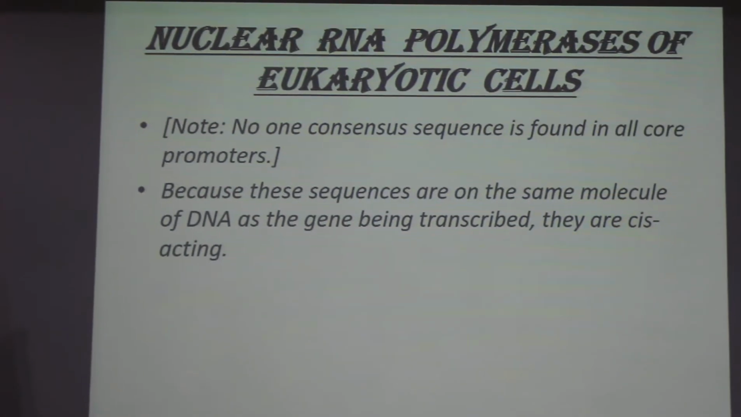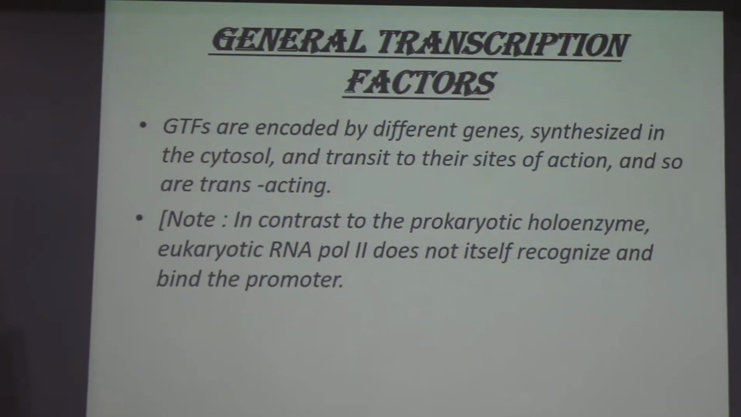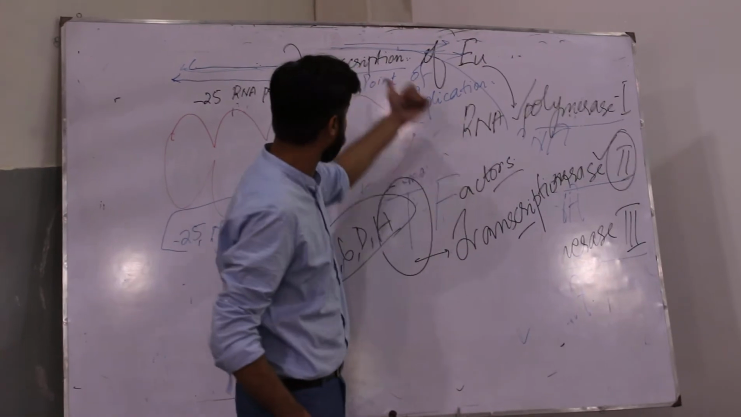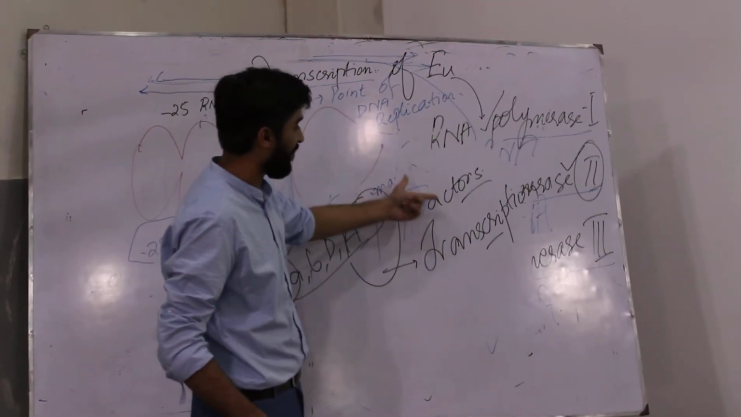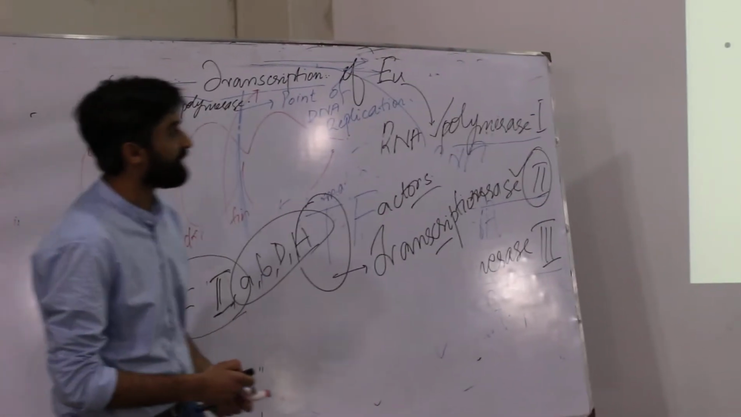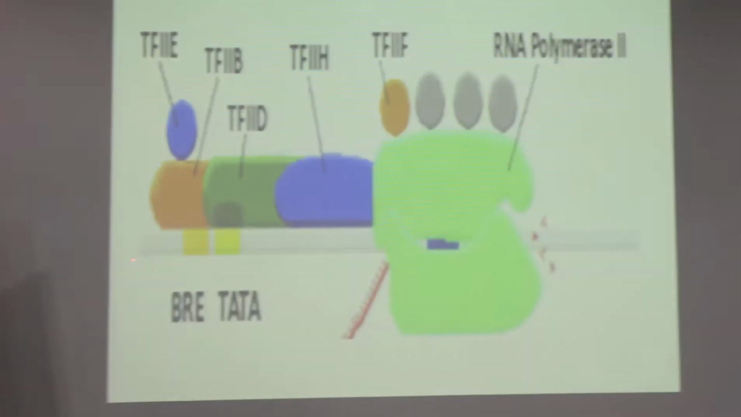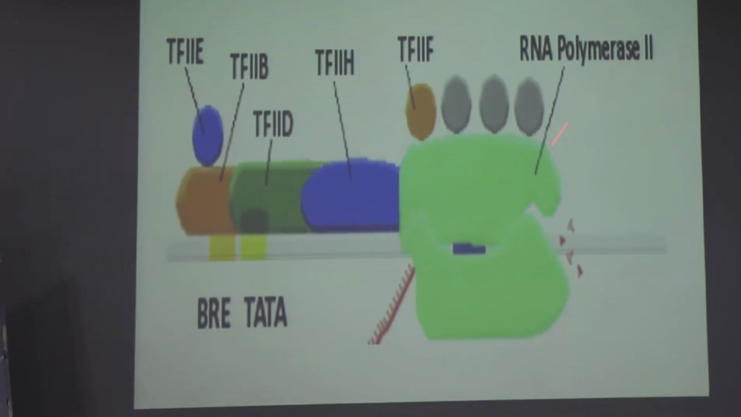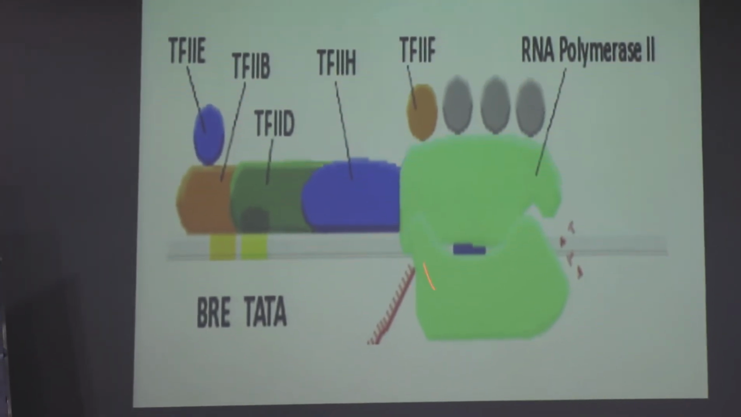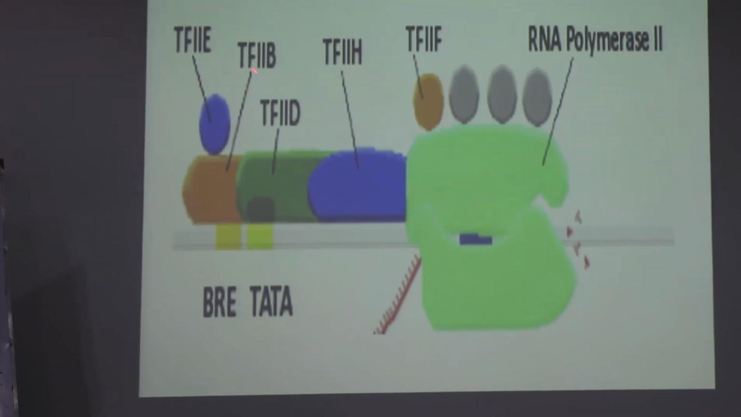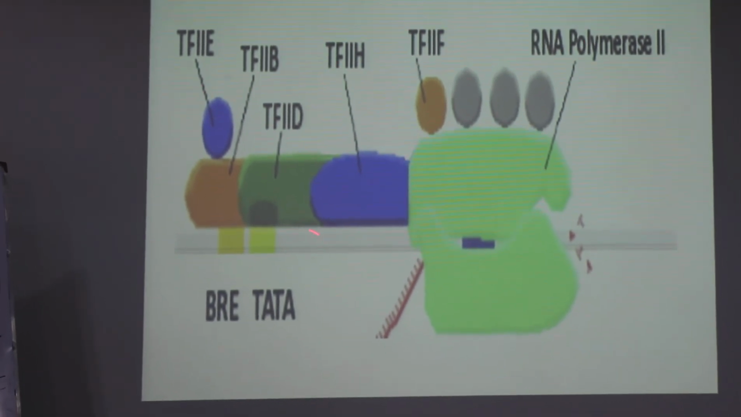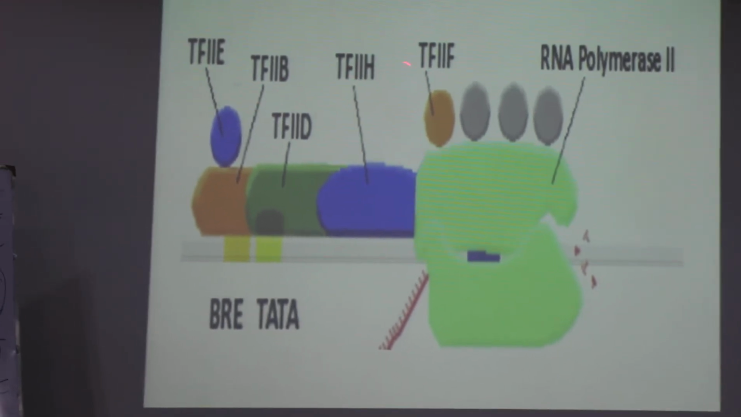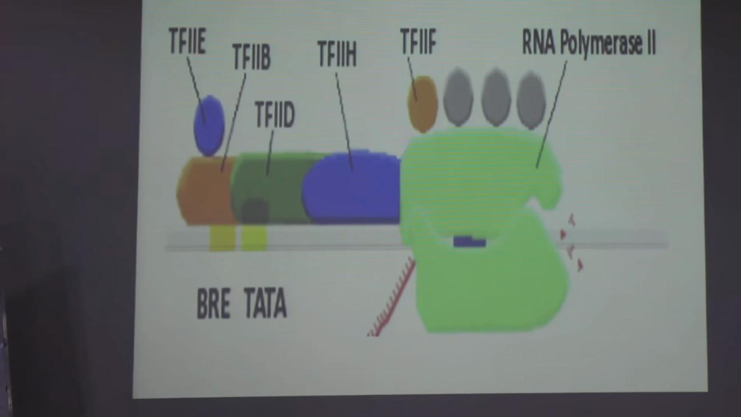Now, coming to another topic, that is general transcription factors. We have already discussed the general transcription factors which are necessary for the process of transcription besides the RNA polymerase enzyme. So this is a DNA molecule having an RNA polymerase II, which helps in the synthesis of messenger RNA. These are transcription factors, named transcription factor 2, and they can be transcription factor 3 or transcription factor 1.